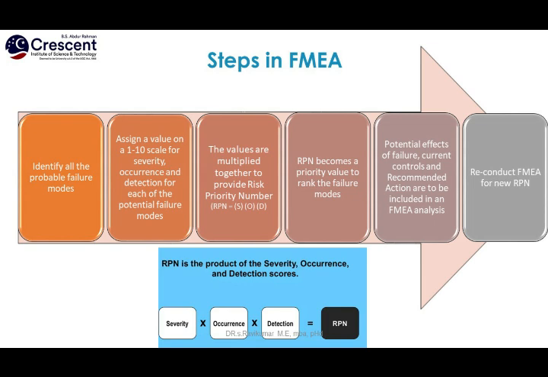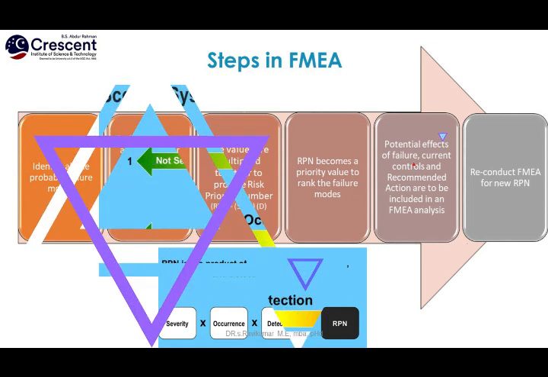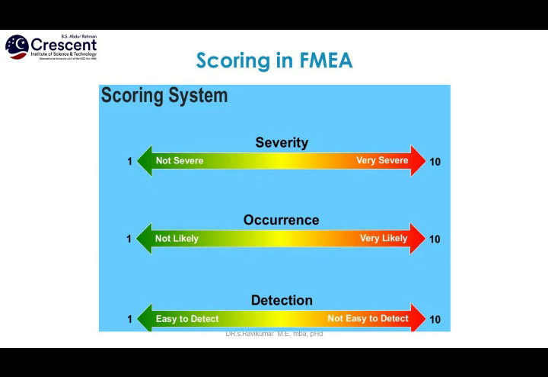Then based on the occurrence, if it is very likely to happen, your rank is 8, 9, 10. If it is moderate, 4, 5, 6. If it occurs rarely, give 1 to 3. If you are able to detect it easily, then give 1. If you are not able to detect it at all or only very rarely, you give 7, 8, 9, 10 like that. So this is how the severity rankings will be.